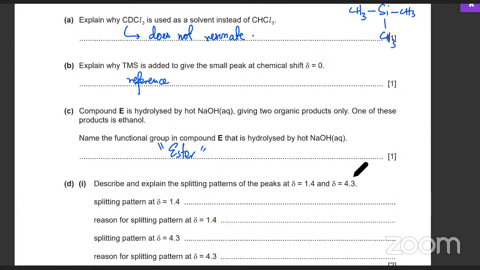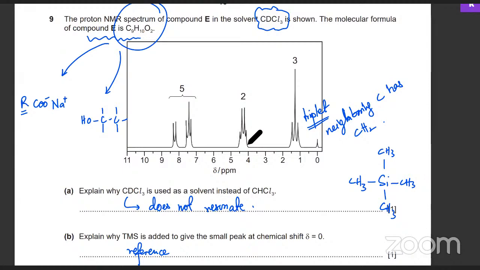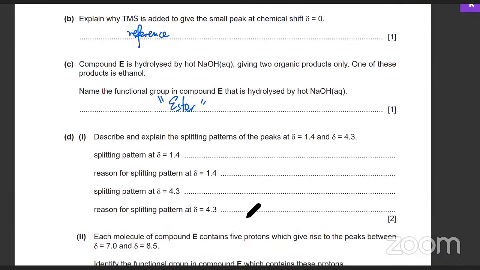And what other peak is he talking about? He's talking about the peak at 4.3 as well. So at 4.3, this one is a quartet peak. You can see 4 peaks over here. When you have a quartet peak, the neighboring carbon has 3 hydrogens, so that means it's got a CH3 neighbor. So one of the peaks is a triplet peak, the other one is a quartet peak. So that's the answer to this part.